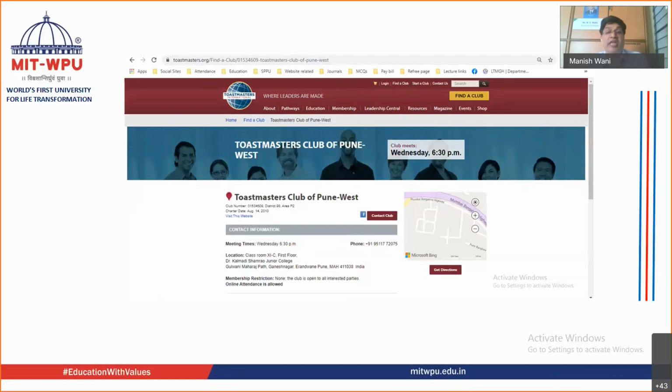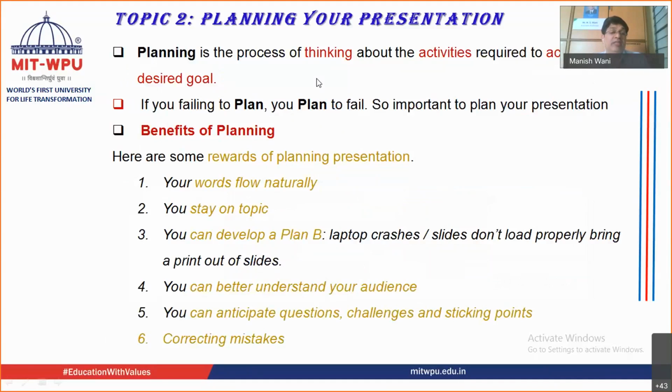If you are staying in Kothrud, then this is the address. It is in Erandwane, okay, near Kalmadi Junior College. It is over here. In the similar manner, आपके area में भी Toastmasters Club होगा. Wherever you stay, you will be having a Toastmasters Club. That you can join and you can improve your public speaking. Okay. So this is all about how to overcome your fear of public speaking. Tomorrow we are going to start about your planning, how to plan your presentation.